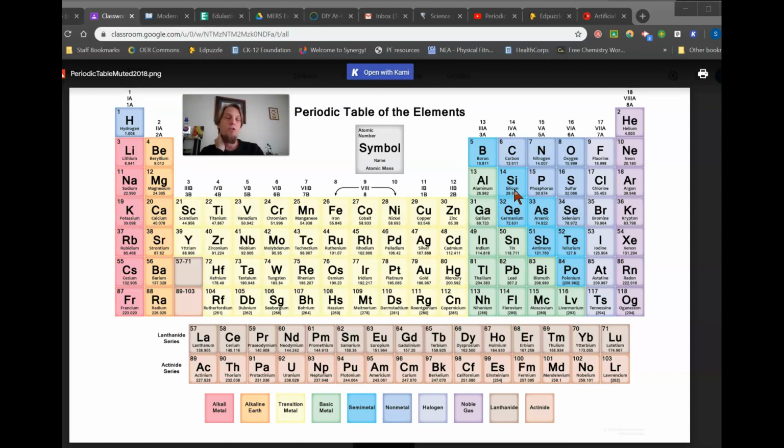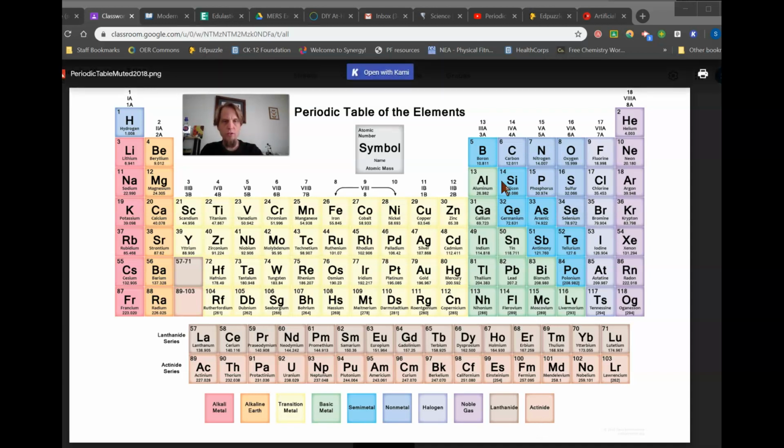For this class, you do want to know that this blue line is a semi-metal. Okay, it has metallic properties as well as non-metallic properties. Those are really interesting right here. Everything to the right of that are non-metals. Everything to the left over here, the largest group, are metals. So look at this key down here. You don't need to know all of these, but you do want to know most of them.